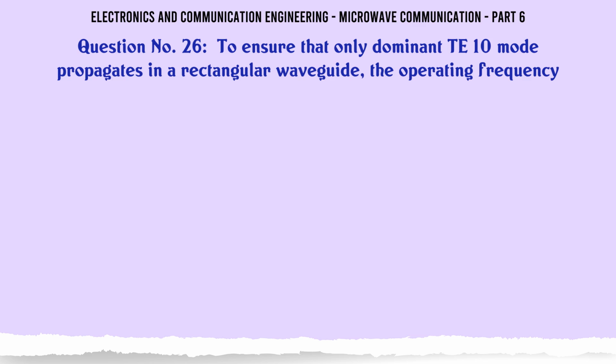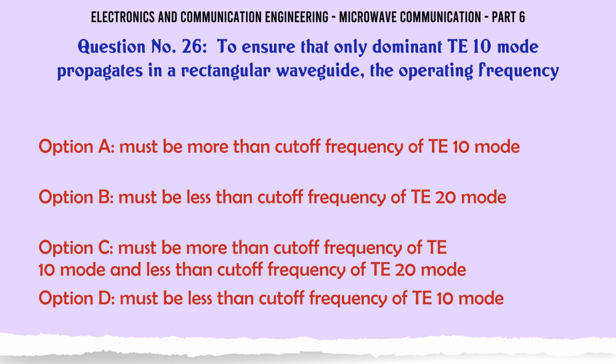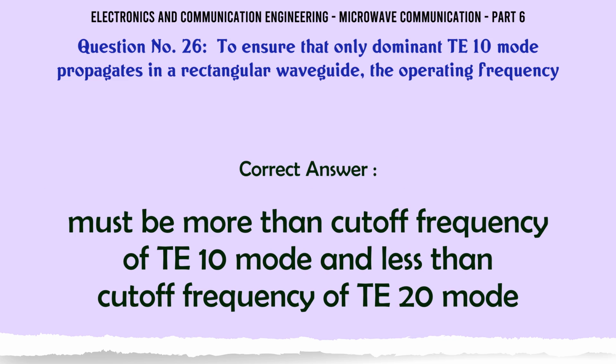To ensure that only dominant TE10 mode propagates in a rectangular waveguide, the operating frequency A: must be more than cutoff frequency of TE10 mode, B: must be less than cutoff frequency of TE20 mode, C: must be more than cutoff frequency of TE10 mode and less than cutoff frequency of TE20 mode, D: must be less than cutoff frequency of TE10 mode. The correct answer is must be more than cutoff frequency of TE10 mode and less than cutoff frequency of TE20 mode.